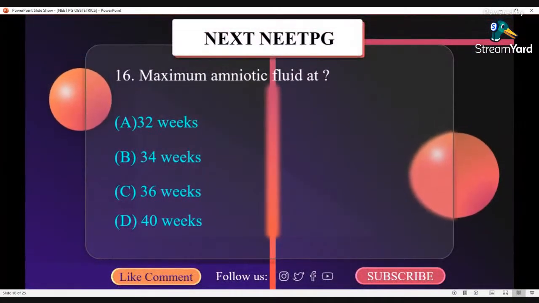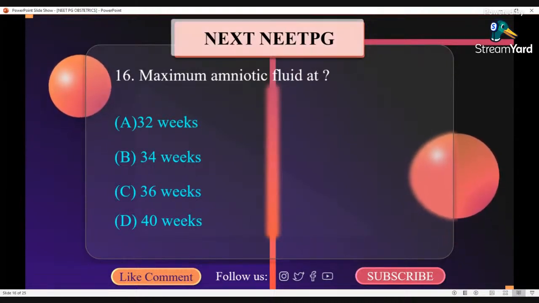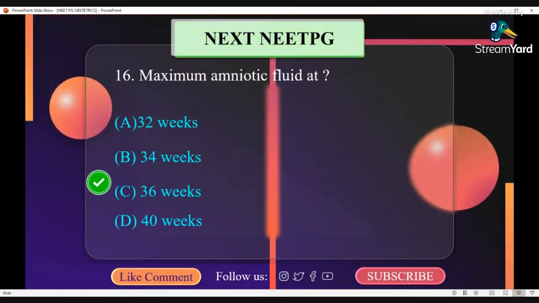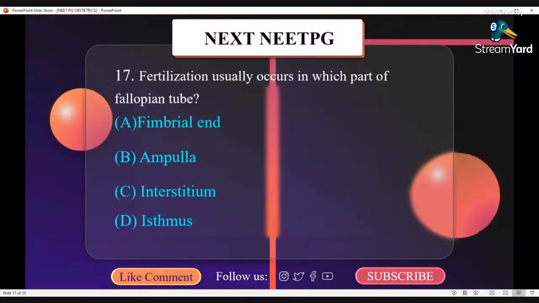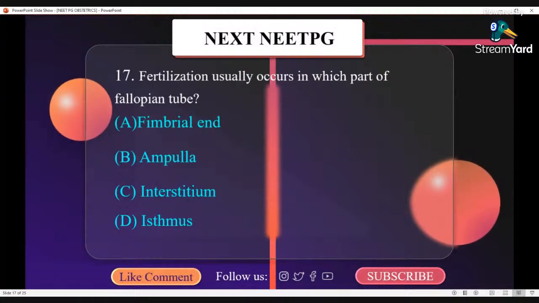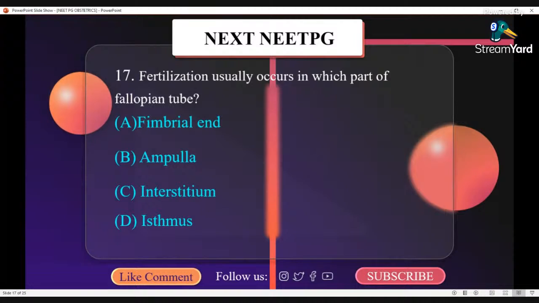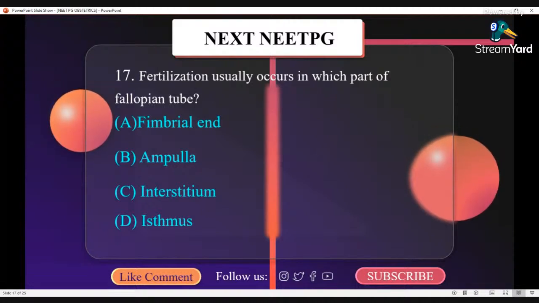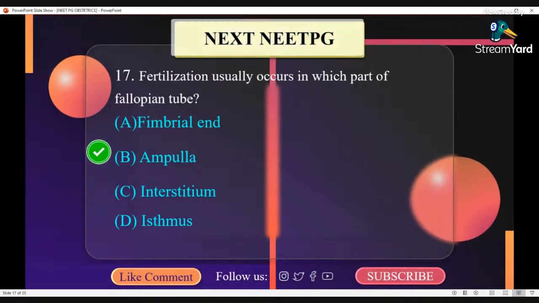Maximum amniotic fluid is present at 36 weeks of pregnancy. Fertilization usually occurs in which part of fallopian tube? Fertilization usually occurs in the ampulla of fallopian tube. A. Fimbrial, B. Ampulla, C. Interstitium, D. Isthmus. So the correct option here is B. Ampulla.